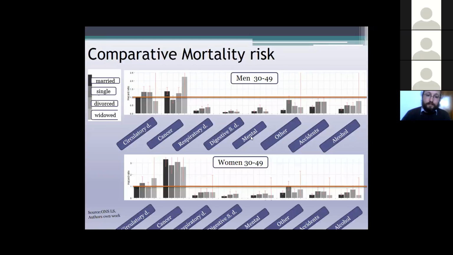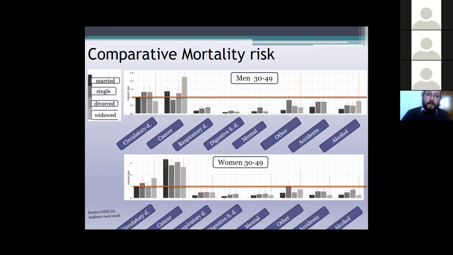If we look at the same for women, we can see that the circulatory disease risk is not as high as for men, which means all the other causes contribute more to the overall mortality, and especially here, cancer being the most prevalent cause.